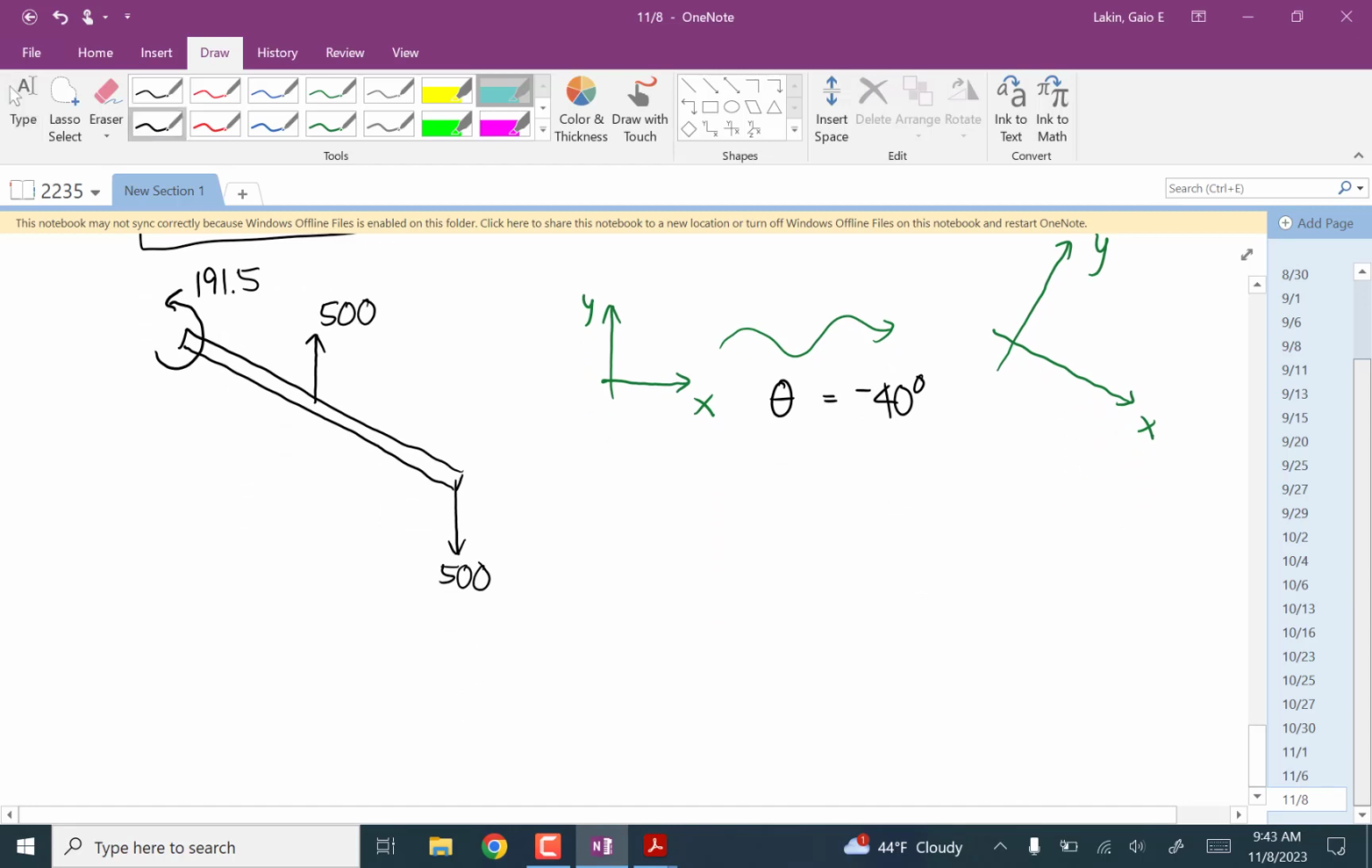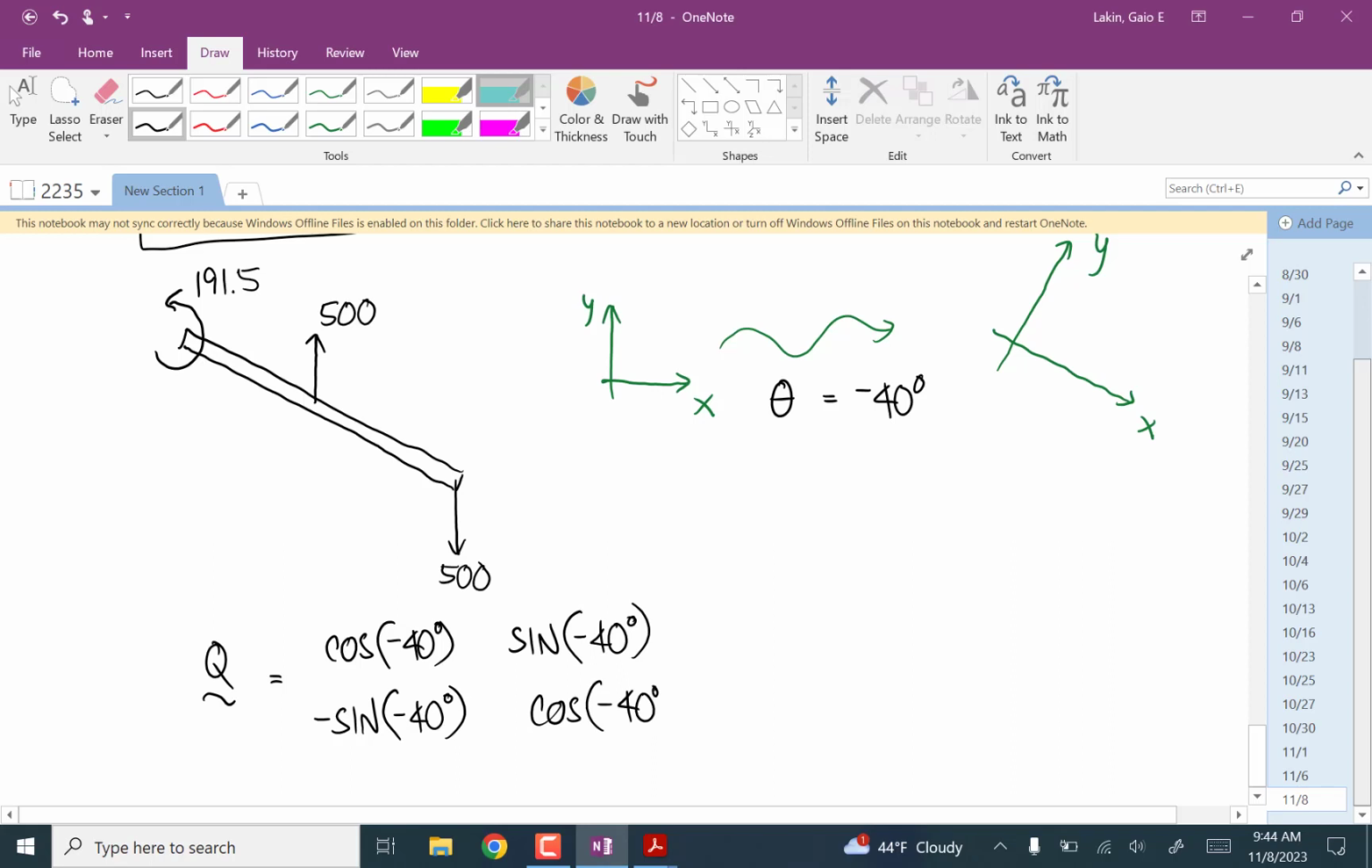Okay, so our rotation matrix is cosine of negative 40, sine of negative 40, negative sine of negative 40, cosine of negative 40. And that is 0.766, negative 0.643, positive 0.643, positive 0.766.